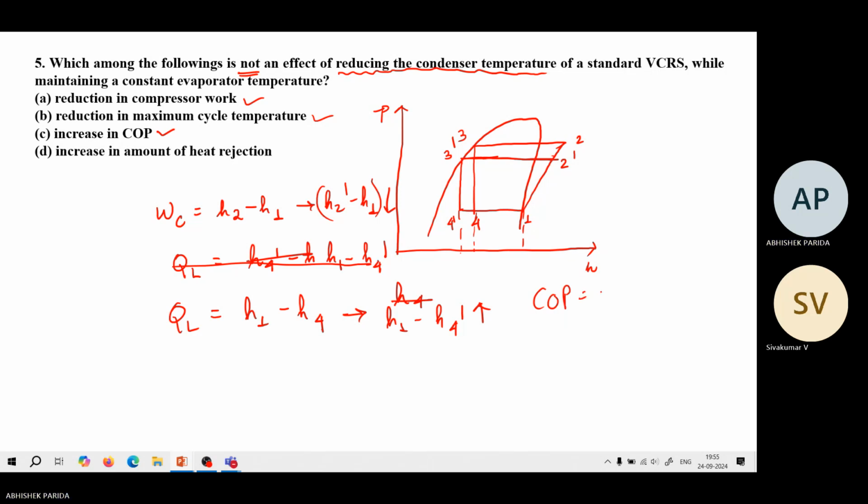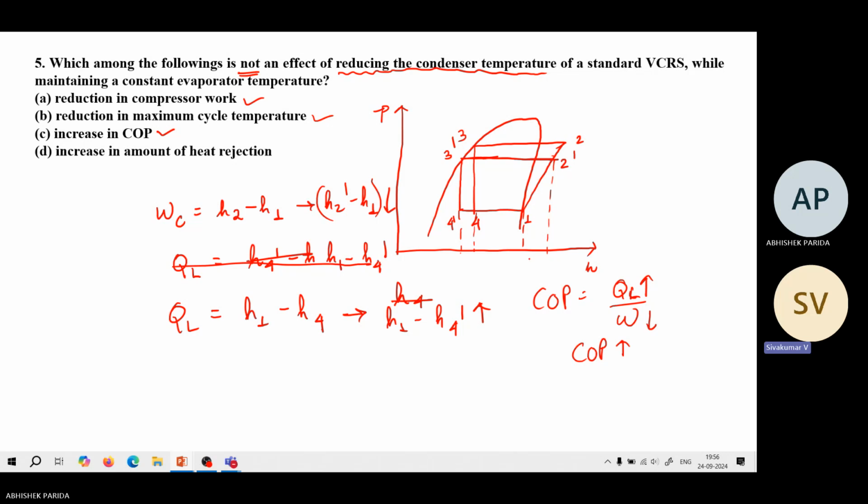COP is QL by W. So we found out that W has reduced, QL has increased. So the overall effect is that COP will increase. So this is also one of the effects that we are seeing. But the other thing is increase in the amount of heat rejection. Is this one of the effects? No, it is not one of the effects. If you see increase in the amount of heat rejection, what is the amount of heat that is rejected? Heat rejected in the condenser side, sir.